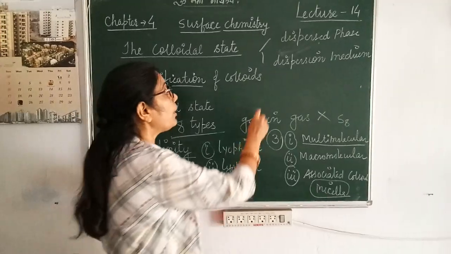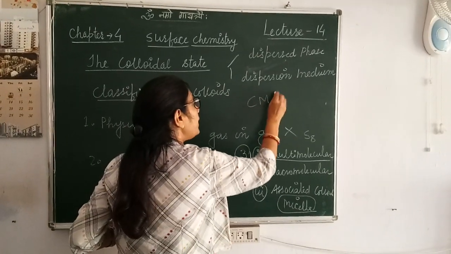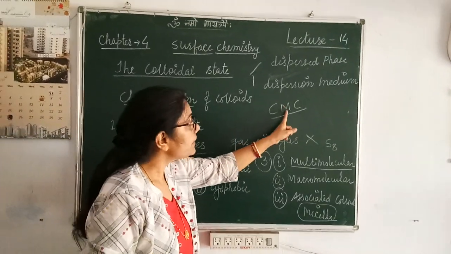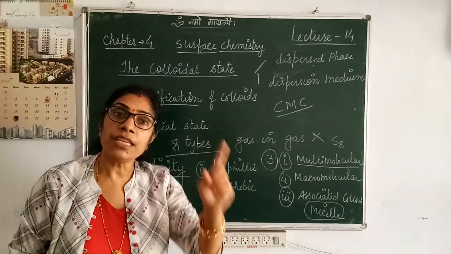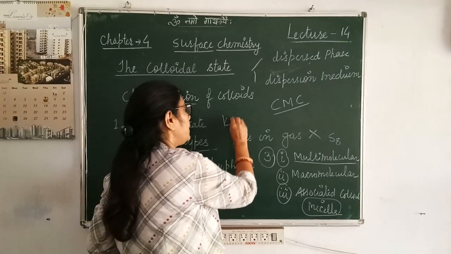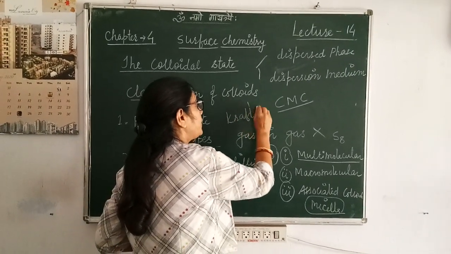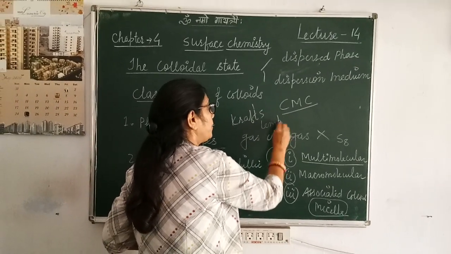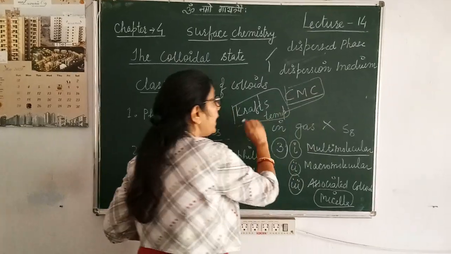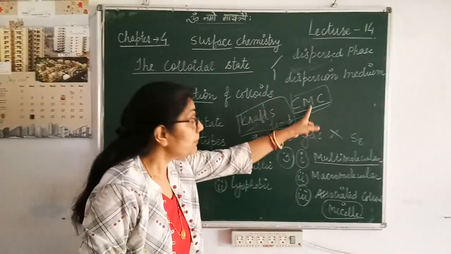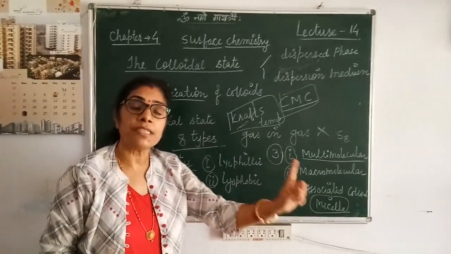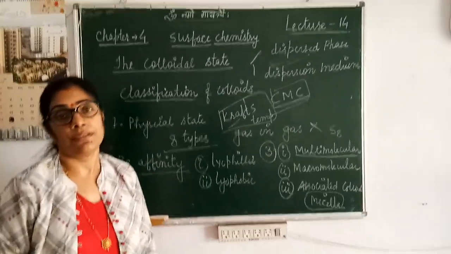The minimum concentration required for the formation of a micelle is the critical micellization concentration, and the temperature at which such a formation takes place is known as Kraft's temperature, right? So these two are very important terms here. What is CMC and what is Kraft's temperature? The minimum concentration required for the formation, and the temperature at which such a formation can take place.